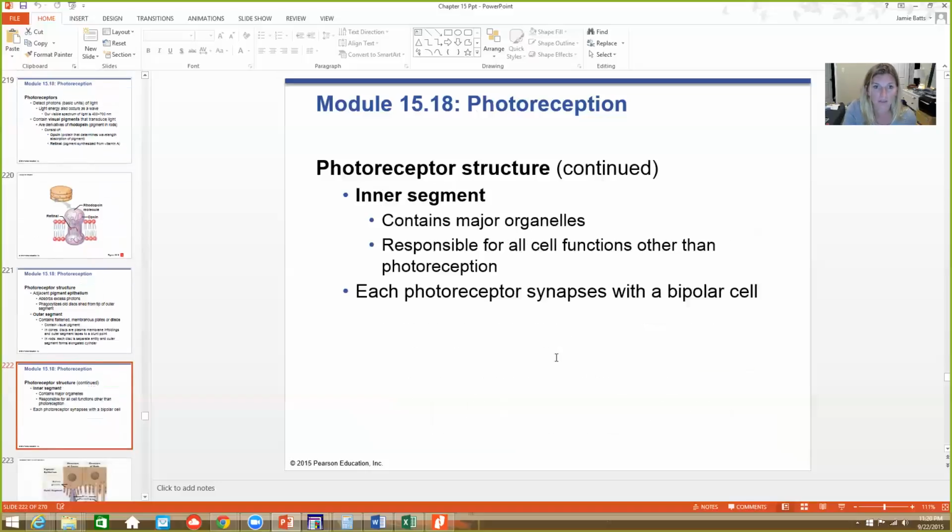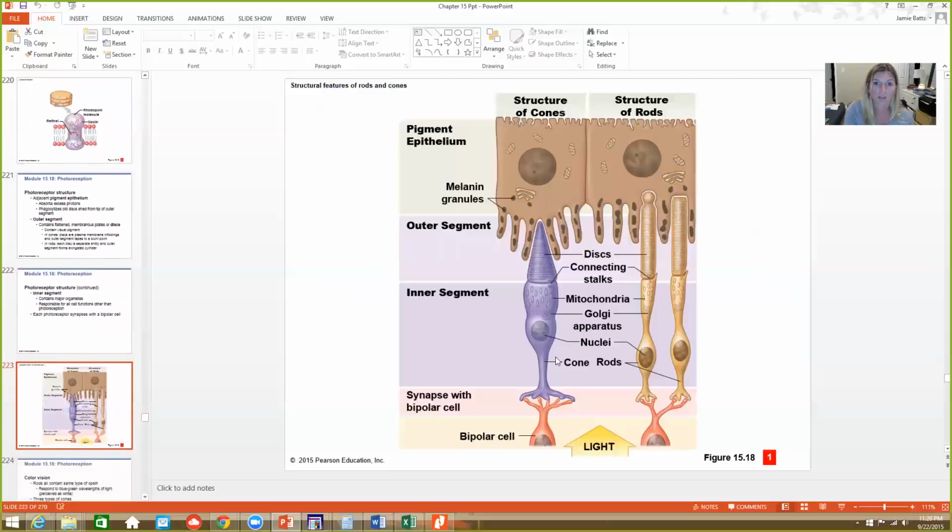The inner segment, or the inner portion of our rods and cones, is where the organelles are, just like in any cell, right? This is responsible for all the cell functions other than the photoreception. Each photoreceptor is synapsing with a bipolar cell. So here you see what we mean. These are the discs, the connecting stalks, the inner segment, which is where all of the organelles are, and here's the synapse. They synapse with the bipolar cells.